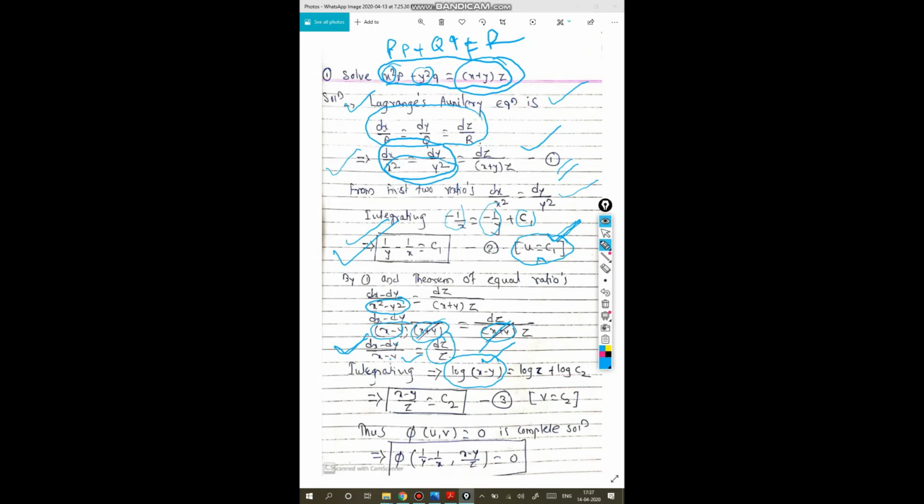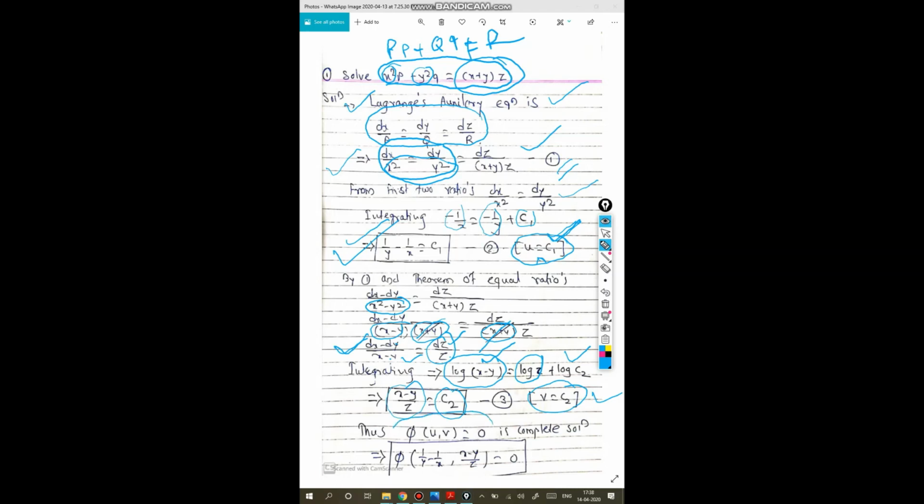It is in the same way on the right side. This is a derivative of denominator z. Derivative of z is dz present in the numerator, so log z. So both are in log, so I am taking the constant of integration also in log. So log a minus log b is log of a upon b, and taking anti-log on both sides, we get x minus y upon z is equal to c2. So you get another solution v equal to c2.